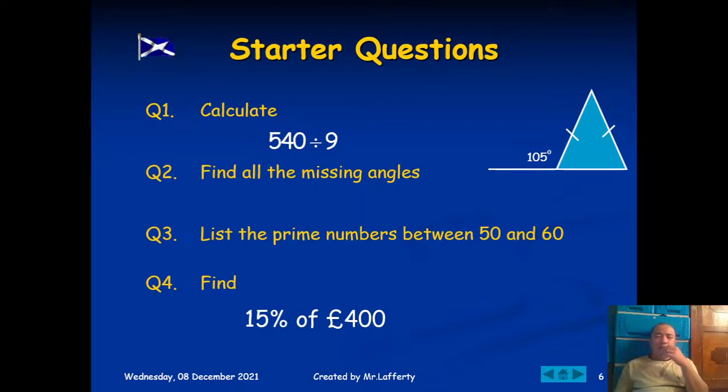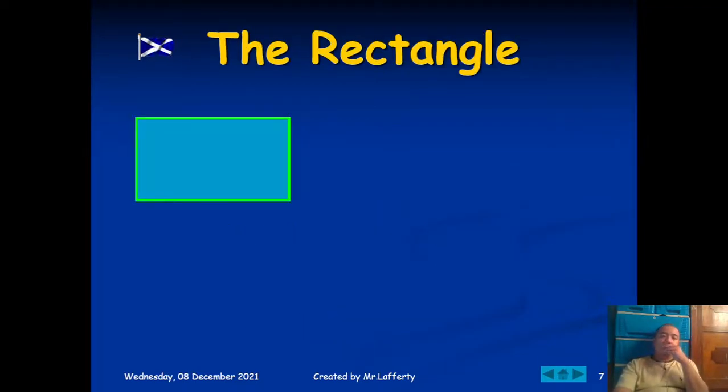Find 15% of 400. 15 times 4, or 0.15 times 400. 15 times 4 is 60. Or 0.15 times 400 is still 60. Oh, 60. Let's continue. Let's proceed to the rectangle.